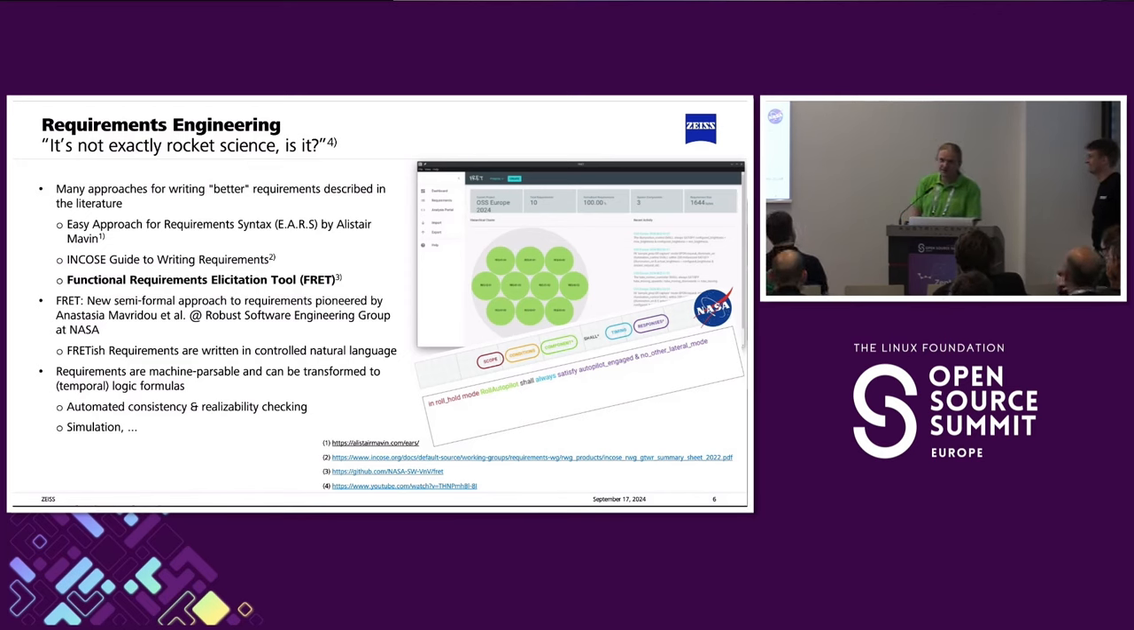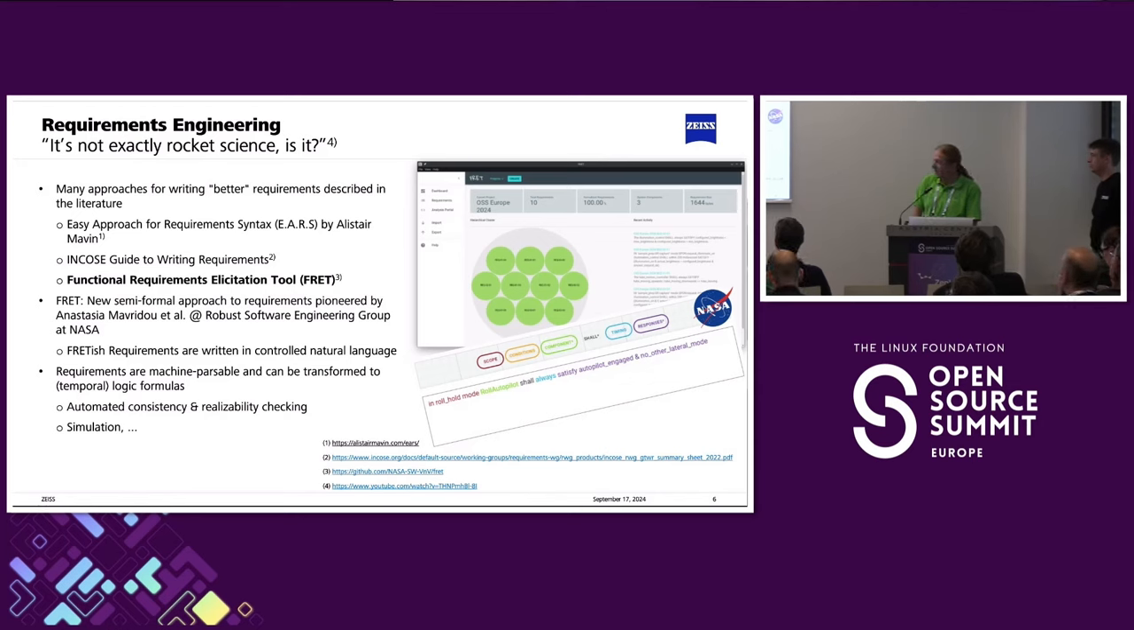We're not less ambitious than that. And so what is FRET? Actually, it started a couple of years ago, and we just found it by chance. This is a robust software engineering group at NASA, and they put it out on GitHub, and there are a couple of papers that you would find on Google Scholar where you can read more about it.